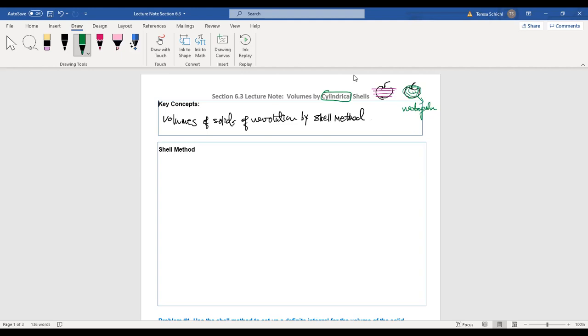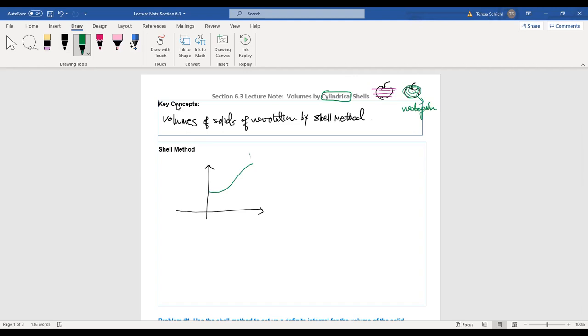So let's take a look at the shell method. Basically, it's kind of peeling, so you get rectangular cylinders. Let's take a look at what that means. Just like we did before, if I have a function here, all right?